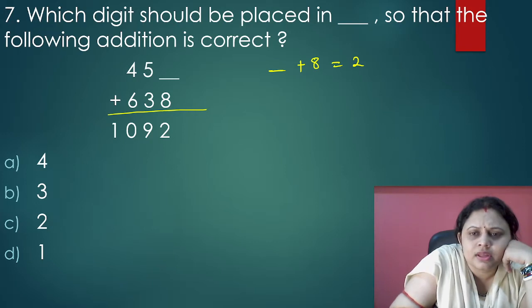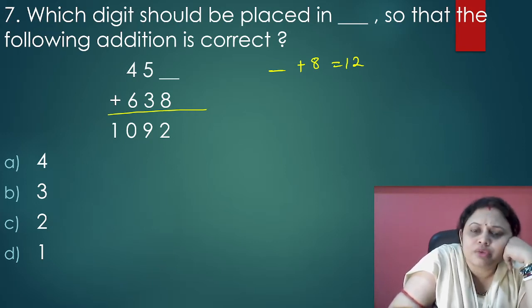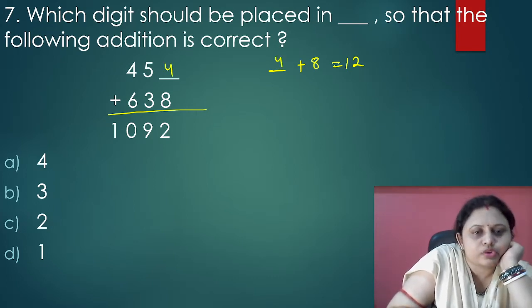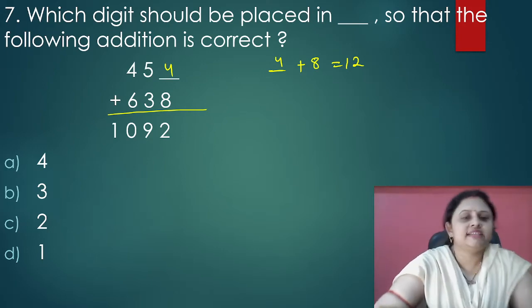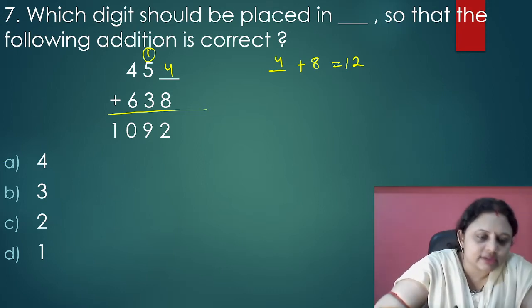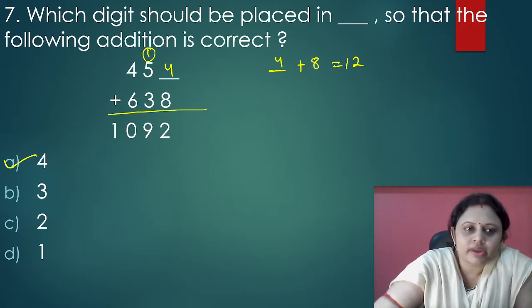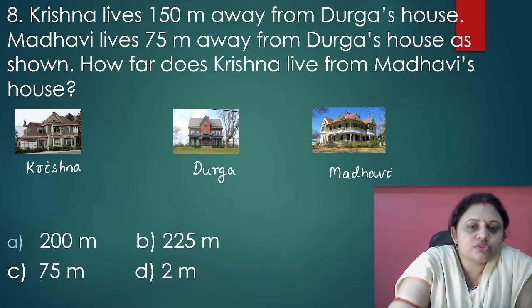Not possible. But can it be 12? Yes, of course it is possible. So what is the dash? It is 4. Okay. So 4 is the answer. So let us check. 4 plus 8, 12, 2. Then 6, 3, 9, 4, 6, 10. Yes, of course, the correct answer is option 8, that is equal to 4. Okay, let's move to the next question.